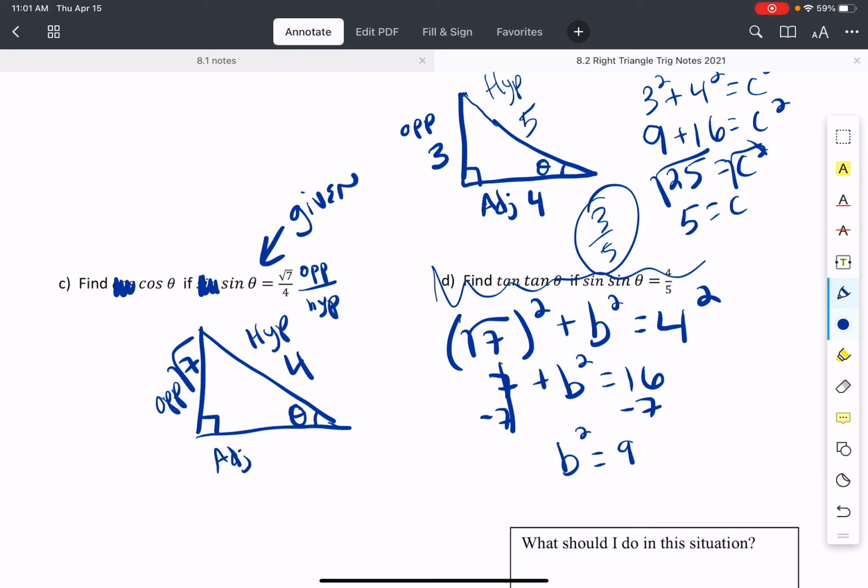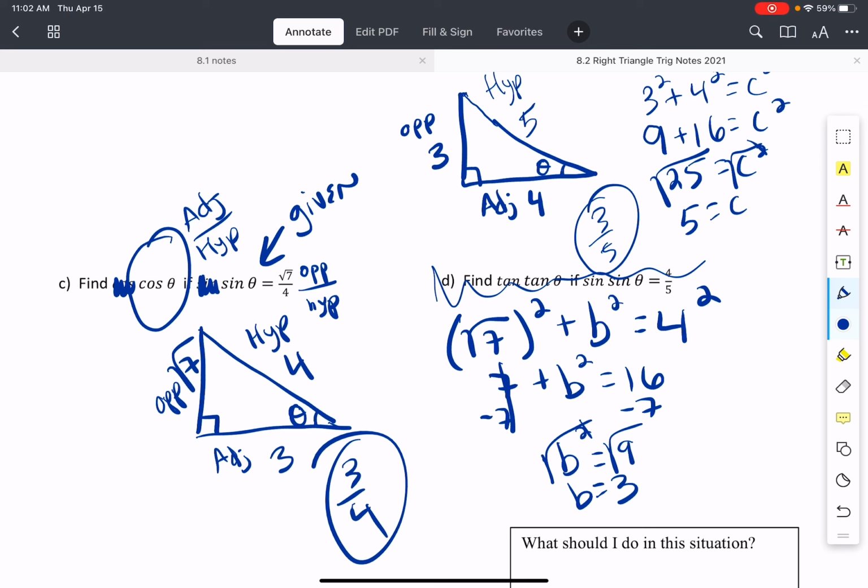Wait, that doesn't make sense. 9 is bigger than 4. I thought 4 had to be the biggest side. Oh, I still have to square root it. Oh, my bad. Good job. Then I go back and I look at what the question wants. It wants cosine theta, which is adjacent over hypotenuse. So my answer is 3/4.